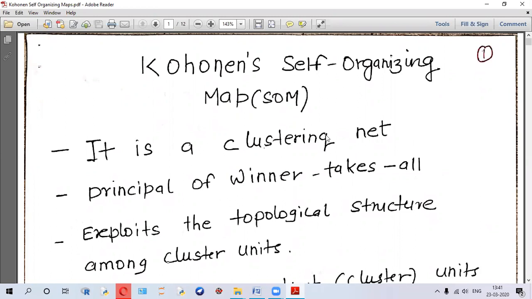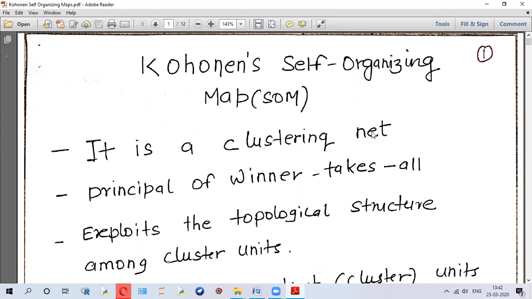Very good morning. So today let us cover a Kohonen Self Organizing Map. Self Organizing Maps actually come under the category of the competitive learning networks. Now, Kohonen Self Organizing Map is basically a clustering neural network which works on the principle of the winner takes all concept. That is, if suppose there are n number of participating units, then at any iteration, at any point of time, only one of the units would be declared as a winner.